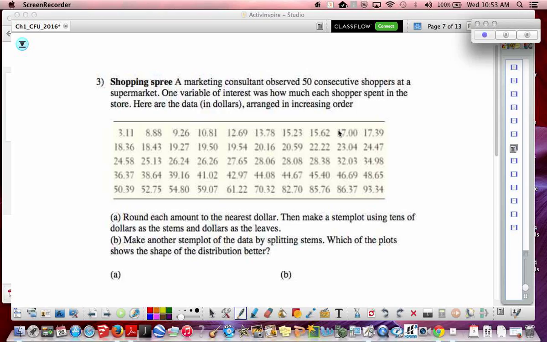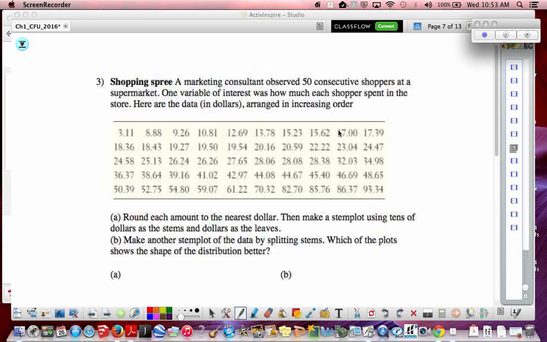Right, let's take a look at page 2 of the CFU from 1.4. The key thing here now is on the back page, we're going to take a look at doing stem plots or stem and leaf plots as another way to represent quantitative data. So in question number 3 here, it's called Shopping Spree.